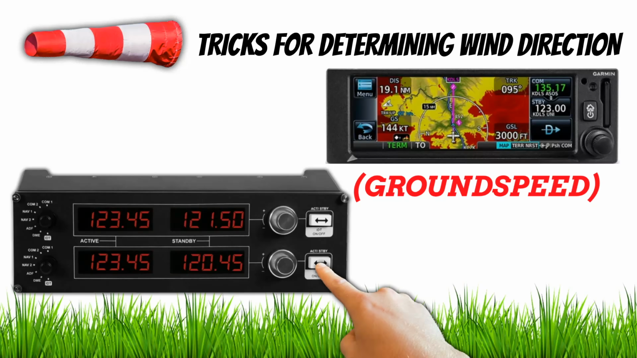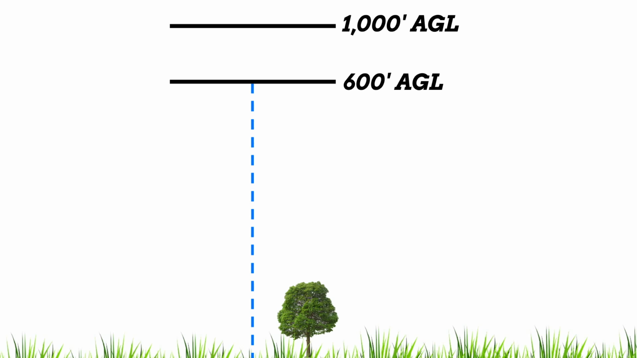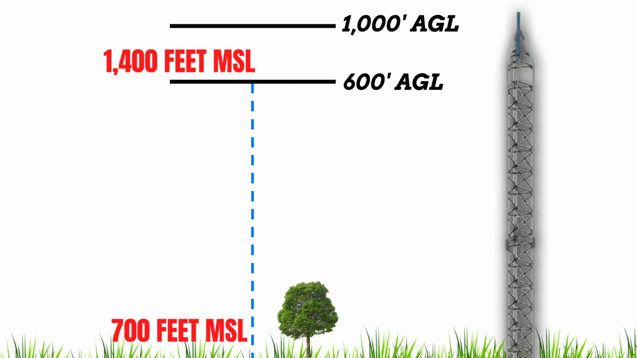Next, we need to pick an altitude between 600 and 1,000 feet AGL. So if the elevation in this area is around 700 feet, 1,400 feet MSL is a good altitude to perform this maneuver. Just keep in mind it's not uncommon to see towers in excess of 1,000 feet AGL. So in addition to traffic, you should also keep a close eye out for towers as well.